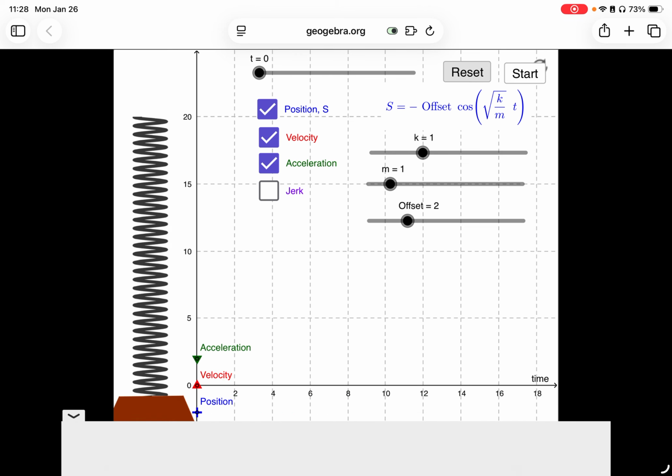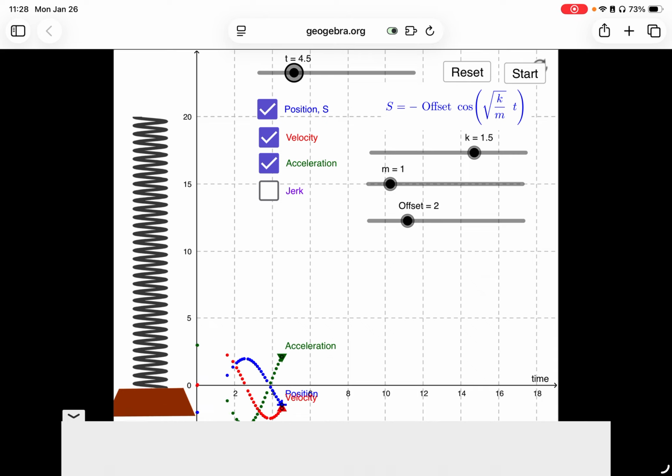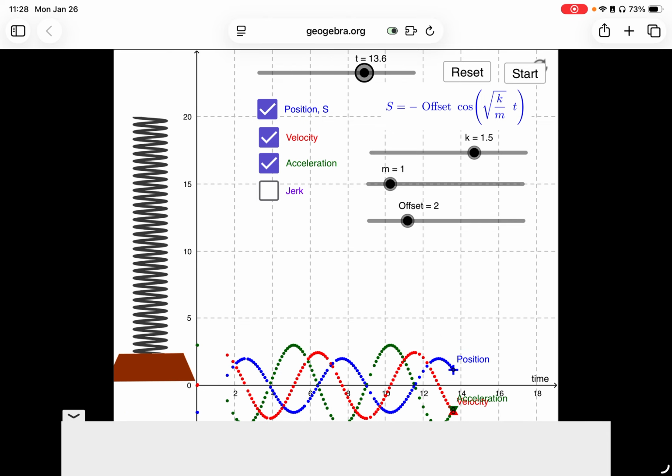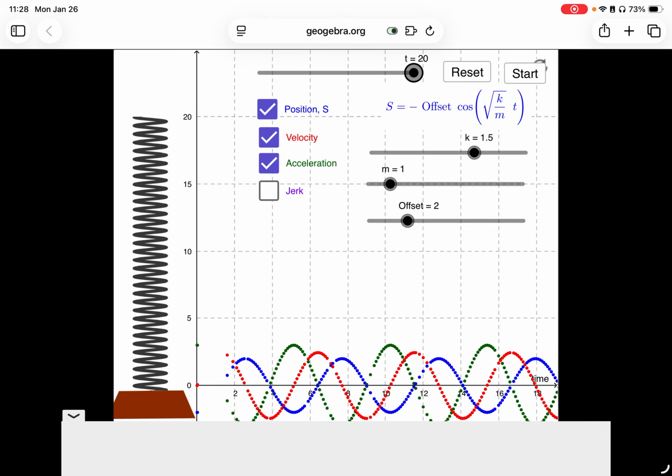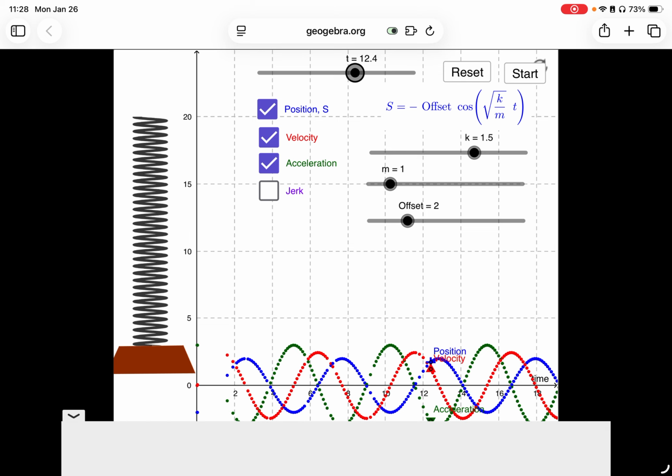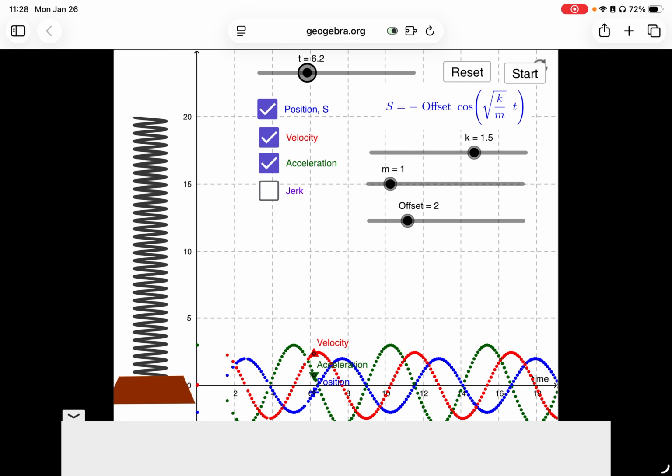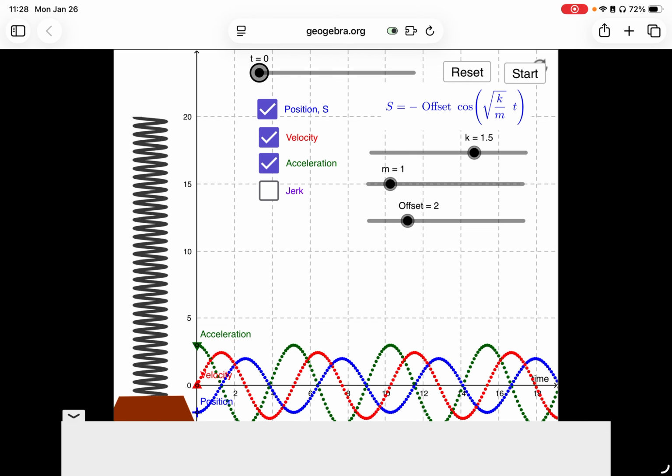But if I start to change that, so if I now have a higher spring constant, if I increase k, what this now means is that these quantities have different values. So the velocity has a slightly larger maximum value than the position, and the acceleration has a slightly larger value than the velocity. And that's because we are multiplying now by some larger number.